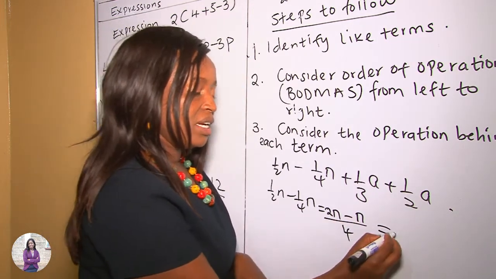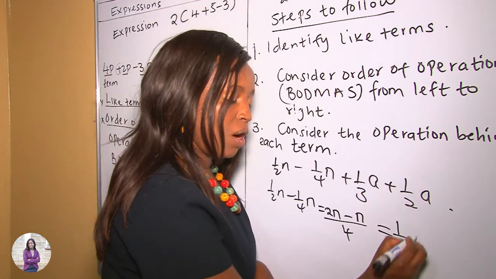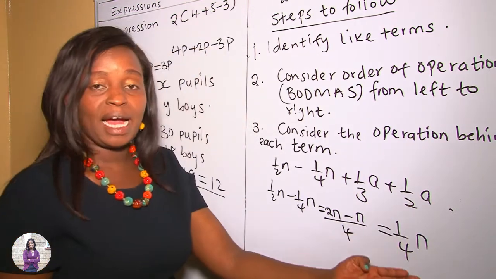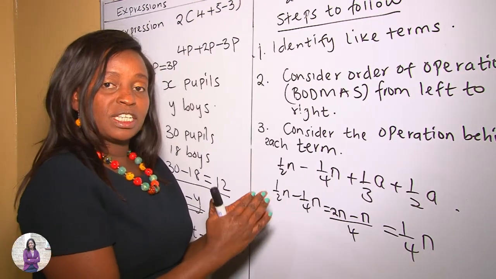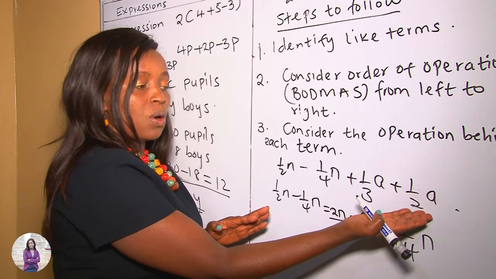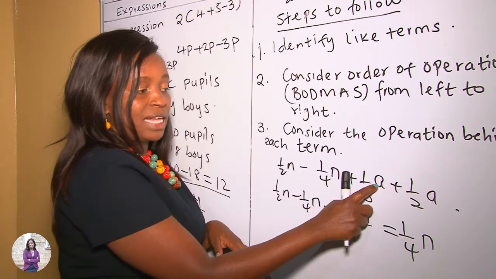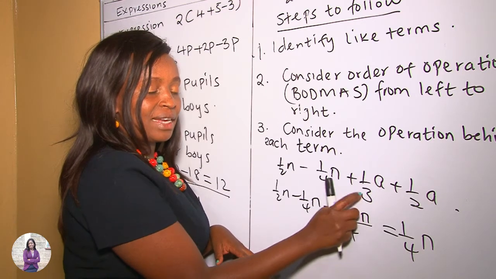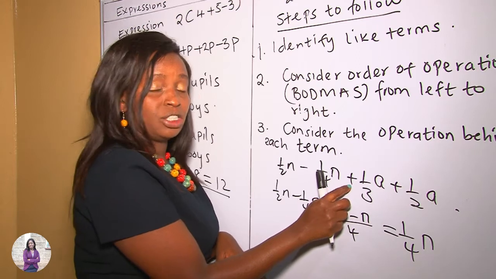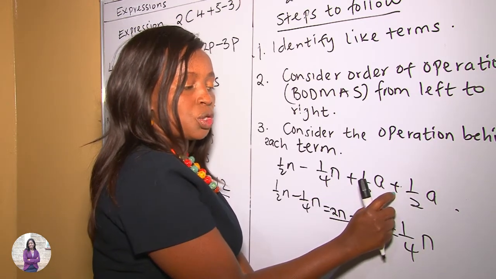2n minus n is 1n, which is 1 over 4n, which is a quarter n. We are done with the first term, which is a quarter n. Now let's put together the third r and the half r. We consider the sign behind a third r, which is positive, that is addition. The sign behind a half r is also addition.